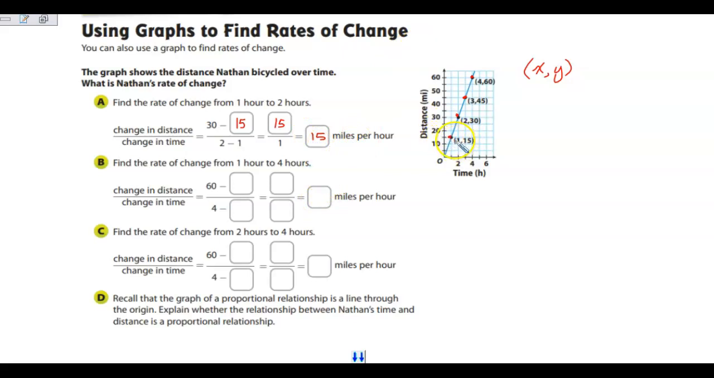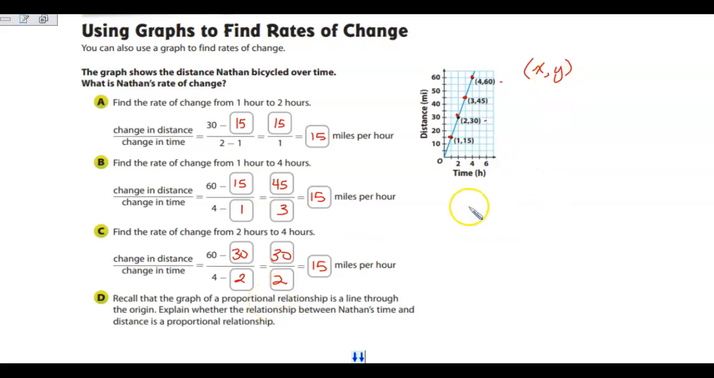From 1 to 4 hours, they're talking about this one and this one. So we have 60 minus 15. And we have 4 minus 1. That's 3. 60 minus 15 is 45. 45 divided by 3 is 15 miles per hour. And then find the rate of change from 2 to 4 hours, so we're looking at this one and this one. So we have 60 minus 30 and 4 minus 2. That's 30. That's 2. 30 divided by 2 is 15.